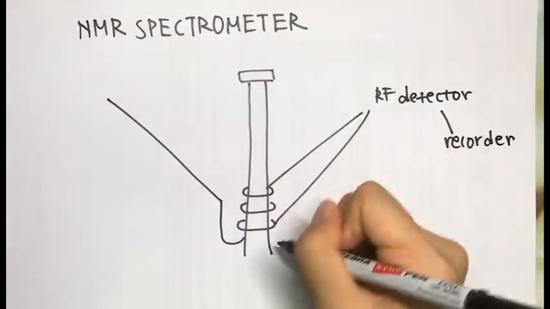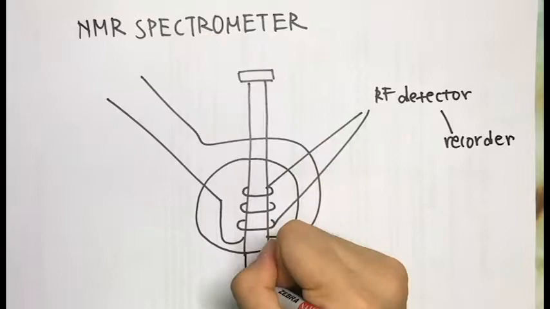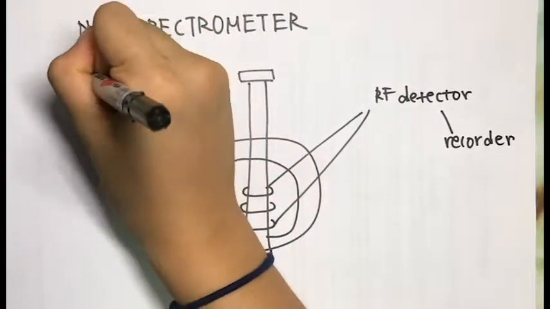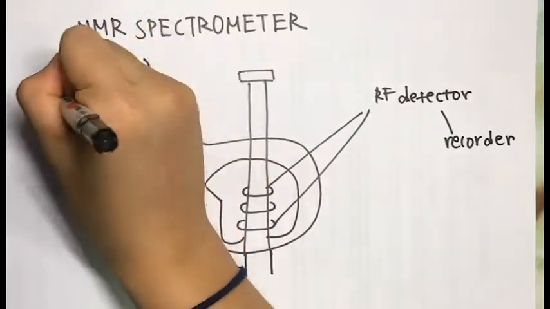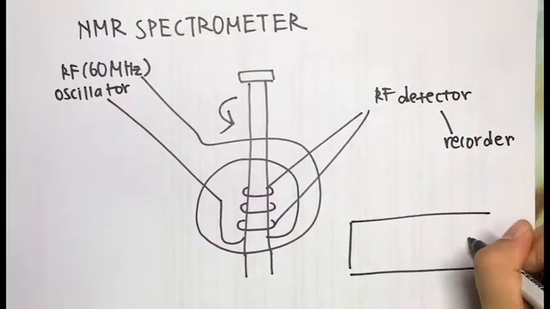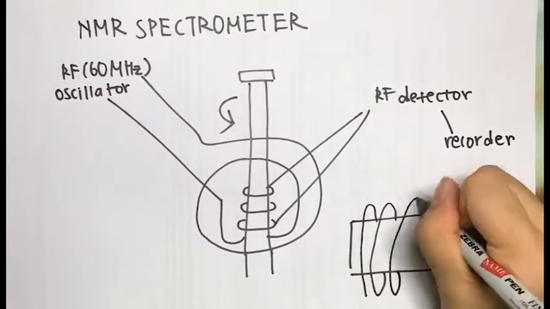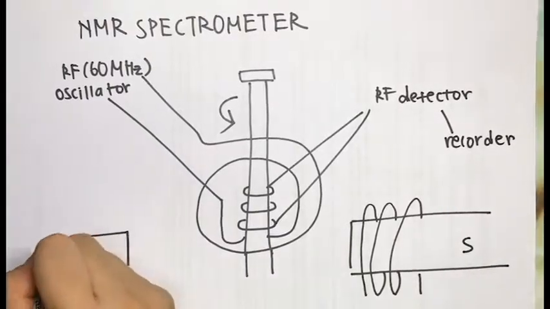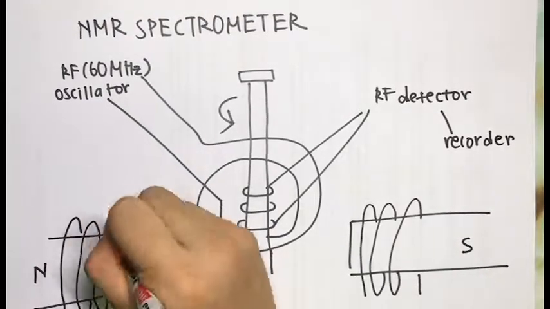Next, a radio frequency oscillator supplies the energy required for the nuclear spin to change. Finally, the change in spin states is detected electronically by an RF detector and the signal is fed to a recorder to produce the NMR spectrum, which is a graph of absorbance against chemical shift.